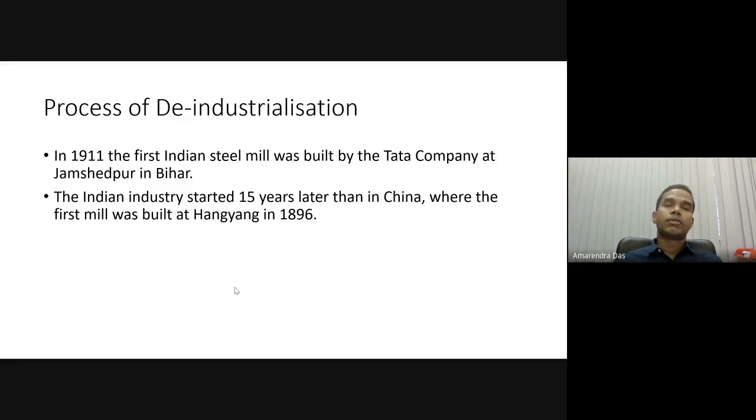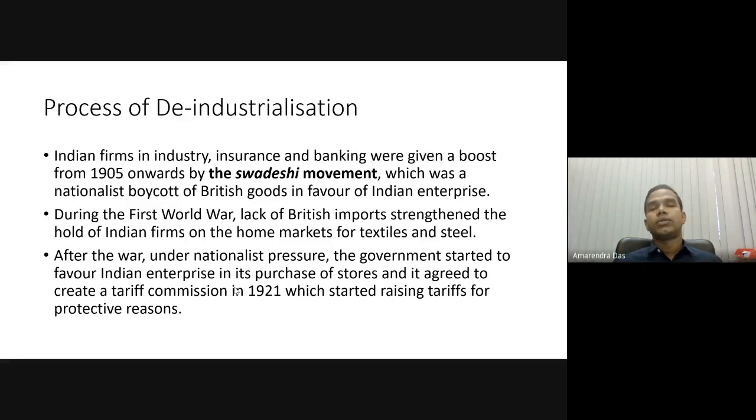Of course, China had the first steel mill, but India also had a steel mill in 1911. During that British time, it is Tata Company that started the production in Jamshedpur. And then, in the early 20th century, the Swadeshi movement starts.